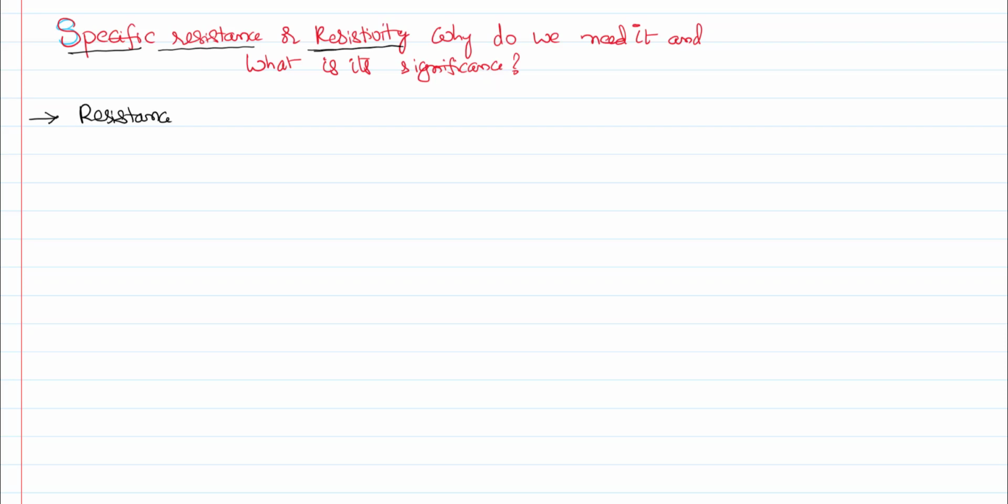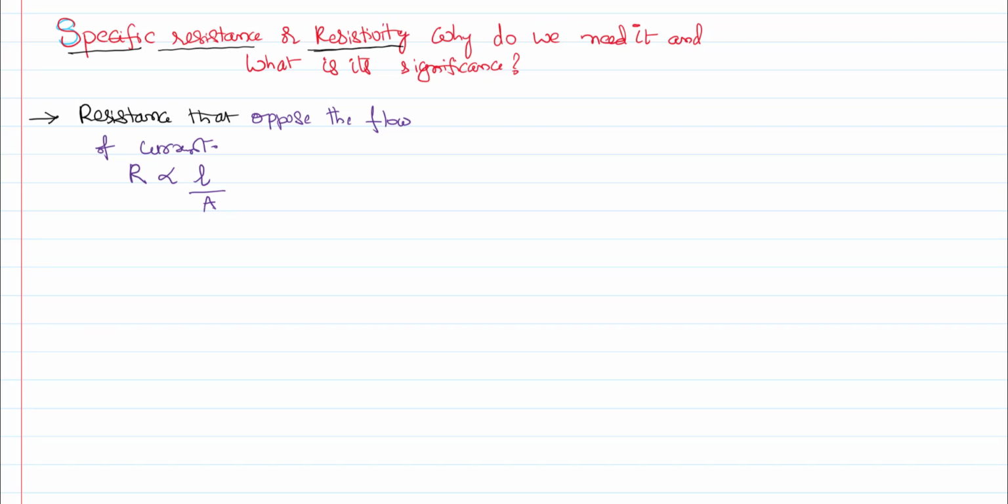We know resistance is something that opposes the flow of current. So every material has some opposition which is measured using resistance. That resistance, which is represented by R, depends on the physical dimensions of the material. It's directly proportional to length and inversely proportional to area of cross section.